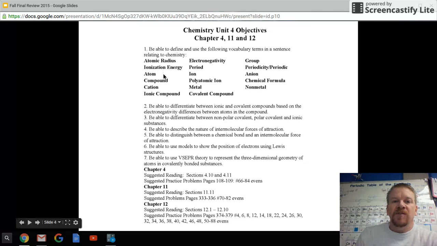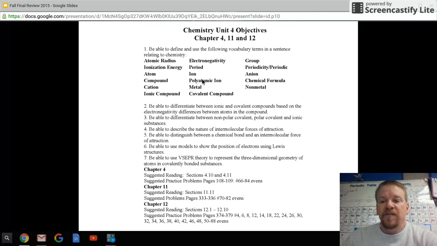Starts out with things like periodic trends, atomic radius, electronegativity, ionization energy. Make sure you can do some of that stuff. Then we went into bonding. We talked about ionic bonding, covalent bonding, and the difference between those. Electrons being transferred, electrons being shared. Make sure you can do some of the molecular geometry stuff with the tetrahedral and the linear. Make sure you understand the difference between polar and nonpolar. Just all of that stuff from Unit 4.